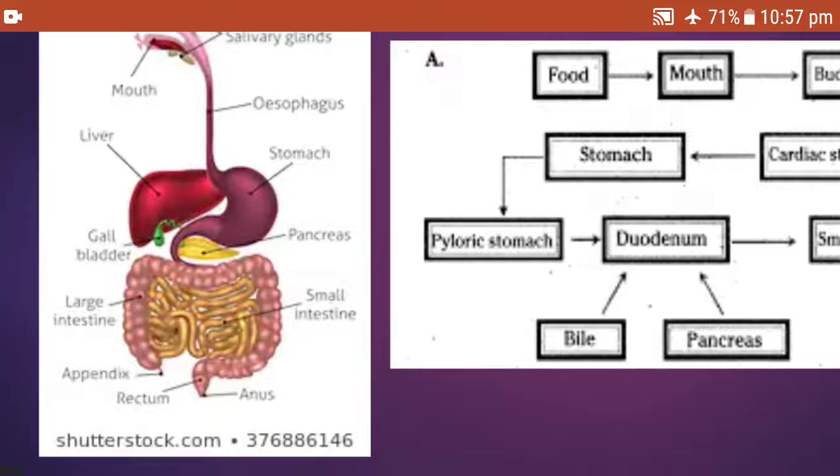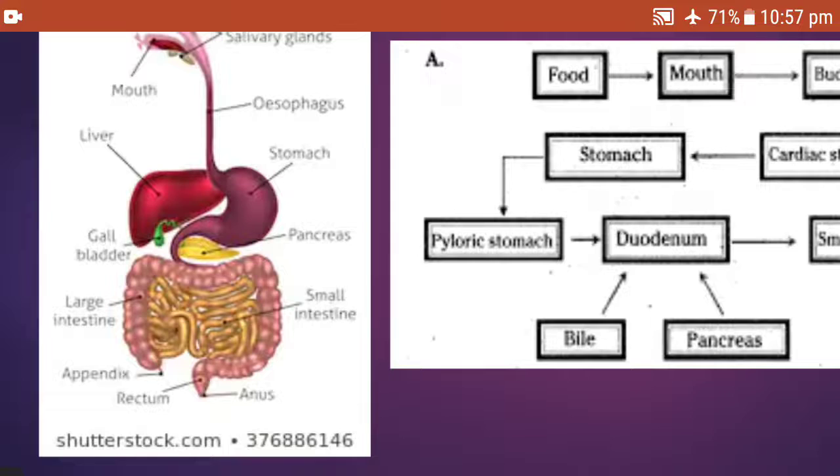This bile is secreted into the duodenum by the hepatic duct, and from the pancreas, the pancreatic juices are released through the pancreatic duct. Pancreatic juice contains 3 enzymes: amylase, trypsin and lipase.